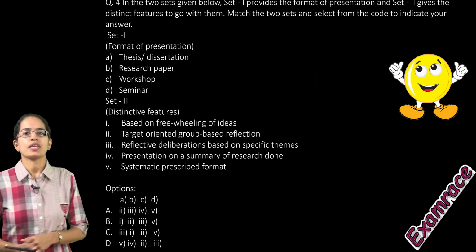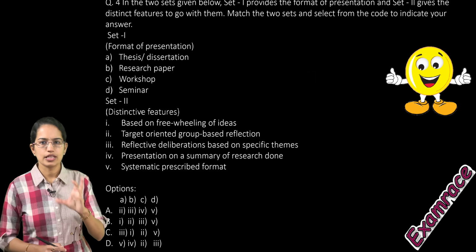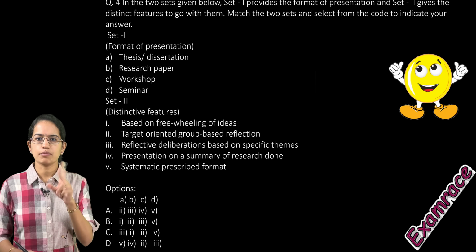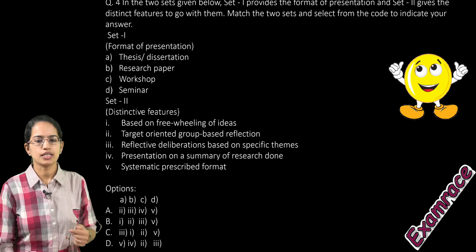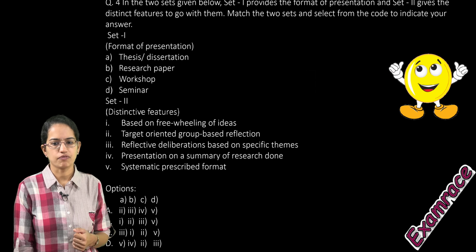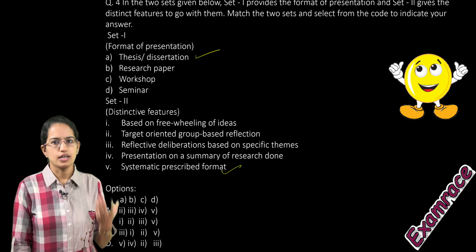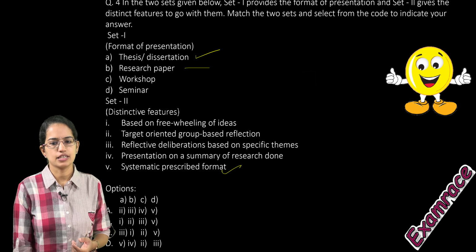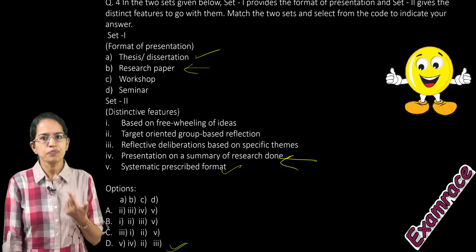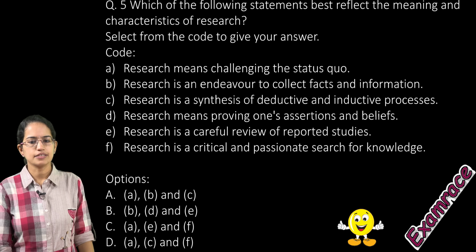Now the match 1, match 2 or list 1, list 2 questions that were there, many of the questions were very simple. If you are able to match 1 or 2, you are all set. Here workshop and seminar we have covered in detail in our lectures, so you can just refer that. Dissertation or thesis is a prescribed format, a systematic format that's there. Research paper is the summary of the presentation of the research that is done, and that's the correct match. So based on that, the only correct match could be D. So that becomes your right answer.